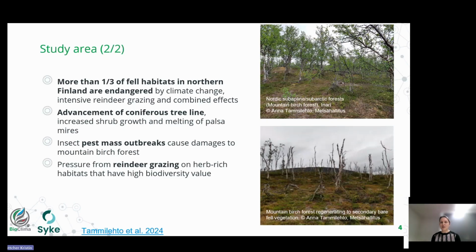So on the right side, you can see two photographs. The upper one shows the Nordic alpine subarctic forest, this mountain birch forest in natural state. And then on the lower photograph, you can see how this looks after damages by these moth insect outbreaks. And then this reindeer grazing basically prevents the regrowth or regeneration of this forest. And there's now a kind of secondary bare fell vegetation established.